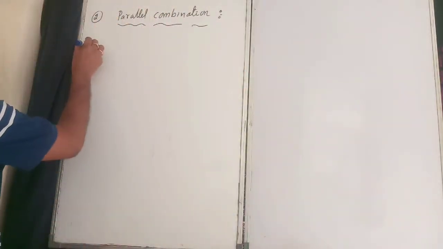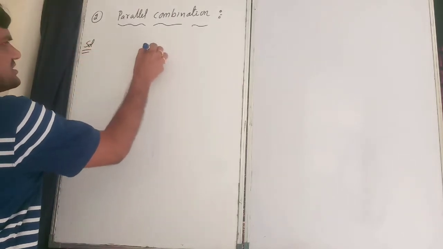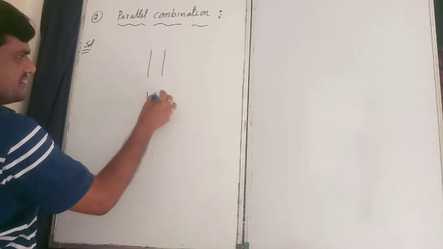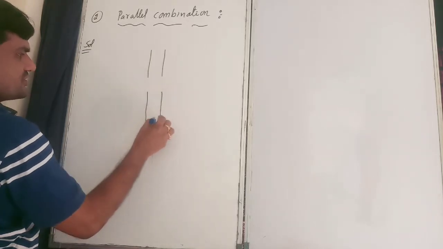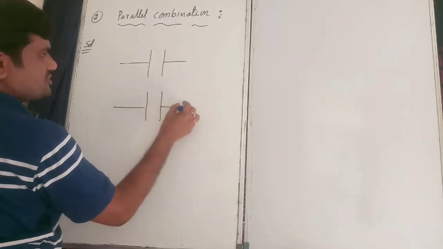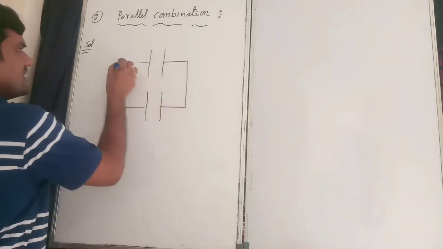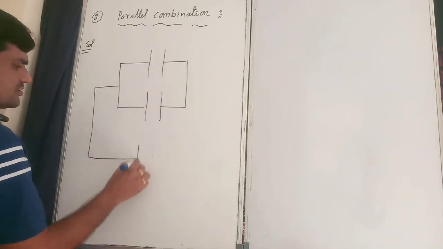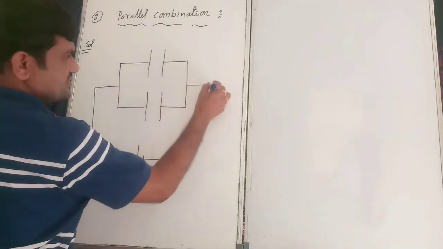Right. So now we will consider two capacitors. This is the first capacitor, this is the second capacitor. We should connect them in parallel combination. Parallel combination means all positive terminals are connected together and all negative terminals are connected together. That is called parallel combination, right?